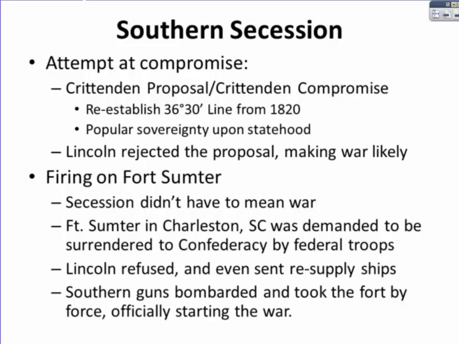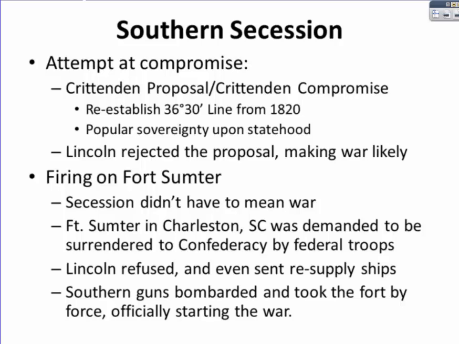There is one last attempt at compromise. The Crittenden Compromise is proposed by John Crittenden, a member of Congress. He proposes that the 36-degree, 30-minute latitude line from the Missouri Compromise in 1820 is reestablished. He also proposes that once a territory is eligible to become a state, that popular sovereignty could be used upon statehood. Abraham Lincoln and other Republicans rejected the proposal, making war very likely.